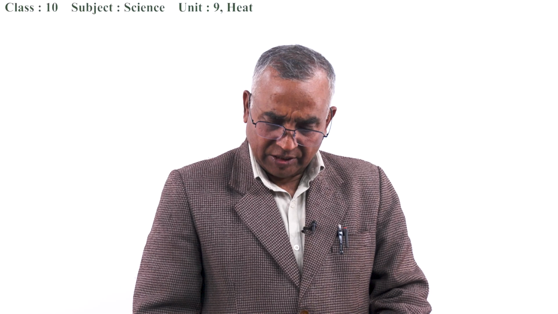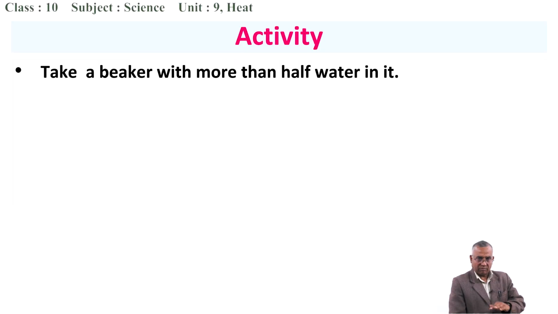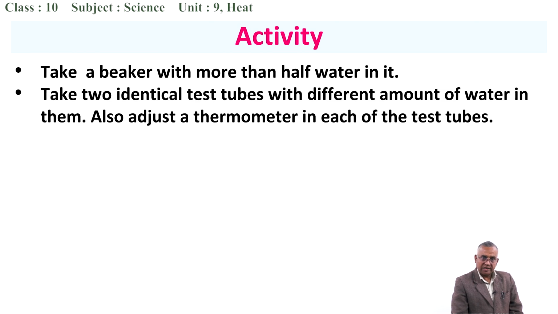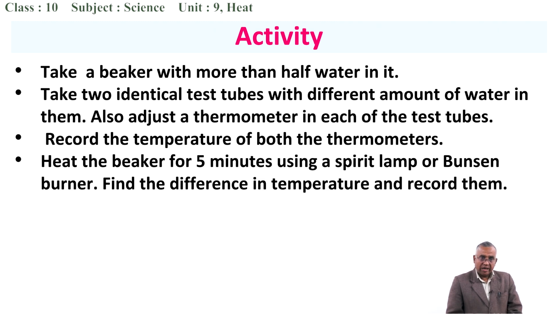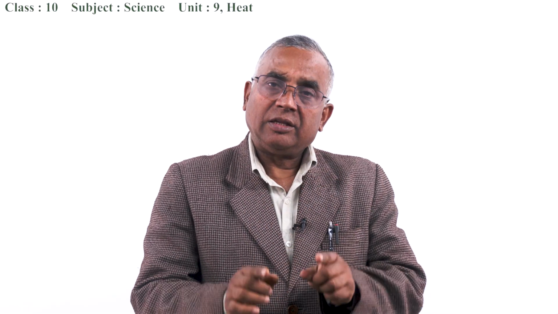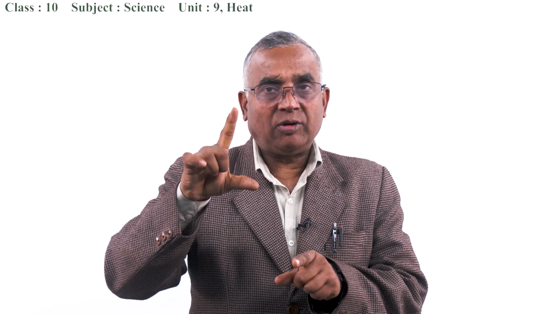So what did we do? It is written here, you can recall once. Take a beaker with more than half water in it. Take two identical test tubes with different amounts of water in them. Adjust a thermometer in each of the test tubes. Record the temperature of both thermometers. We got 25 degrees Celsius. Heat the beaker for 5 minutes, that may be any time, using a spirit lamp or Bunsen burner. Find the difference in temperature and record it. We found that the temperature in the less amount of water and the more amount of water was different. That is due to the different mass of the water, although they were the same material.